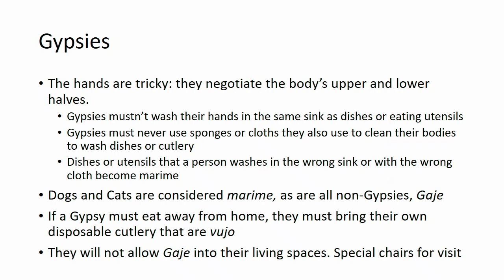They can't wash their hands in the same sink as dishes or eating utensils, again because the pollution from their hands could get onto those utensils. From there, a gypsy using them to eat would eat polluted food, thus polluting themselves. So they can't use sponges or cloths to clean their bodies and also dishes and cutlery. They can't wash them together, because you would get the pollution from your body on there. Dishes or utensils that a person washes in the wrong sink or with the wrong sponge, or dries off with the wrong towel, become marime and have to be discarded.